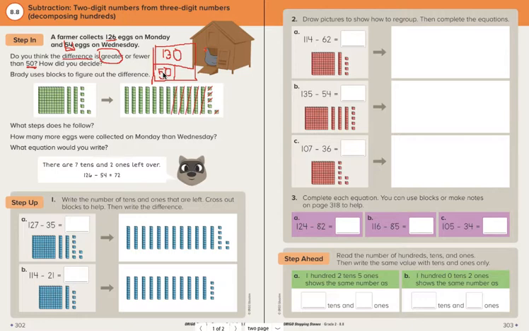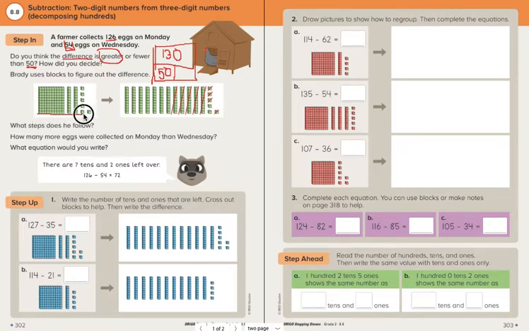Okay? Does that make sense? I found the nearest decade numbers and then I subtracted those friendly numbers. And then the difference was 80, which is a lot greater. Okay, let's move on. So Brady uses blocks to figure out the difference. So he's using blocks to figure out the actual difference. No more estimating anymore. So he's trying to find the difference between 126 and 54. So let's take a look at his work.